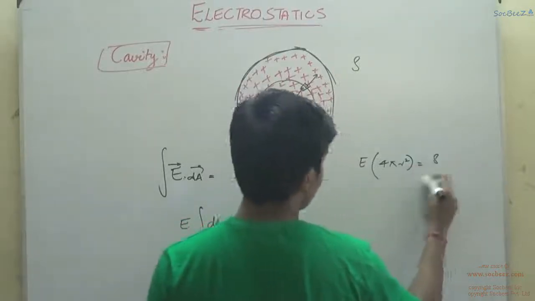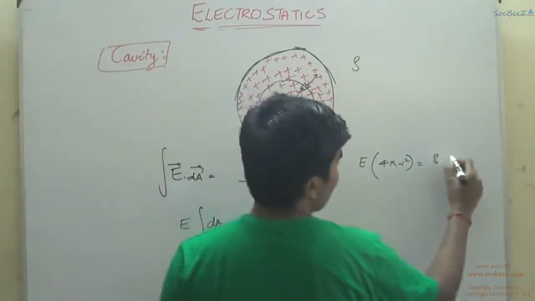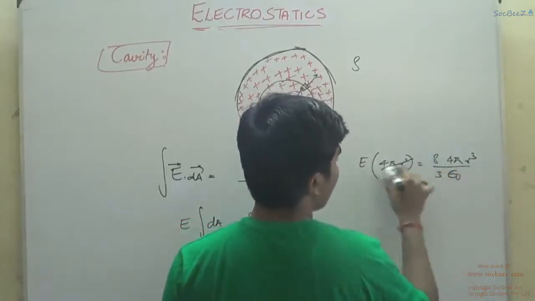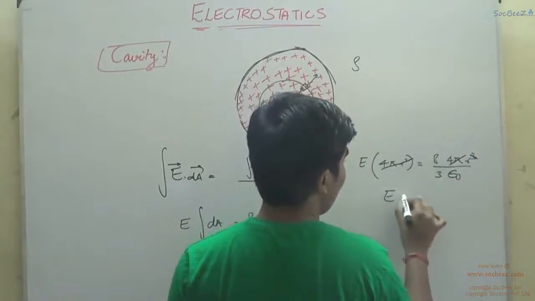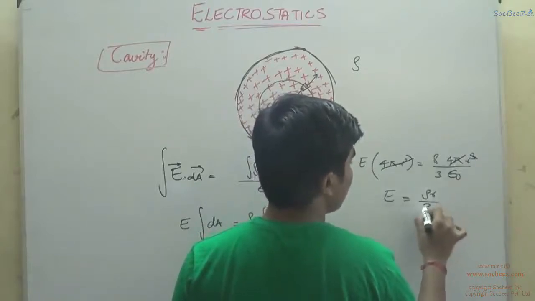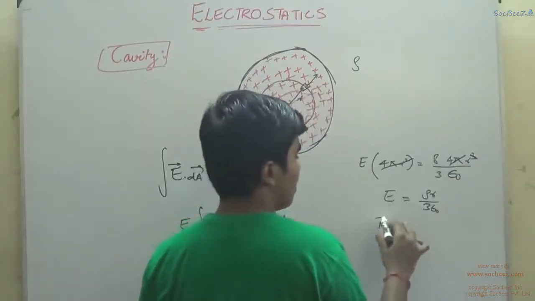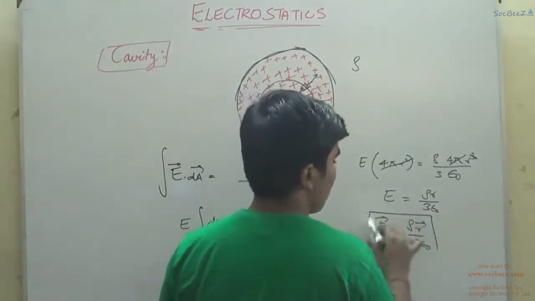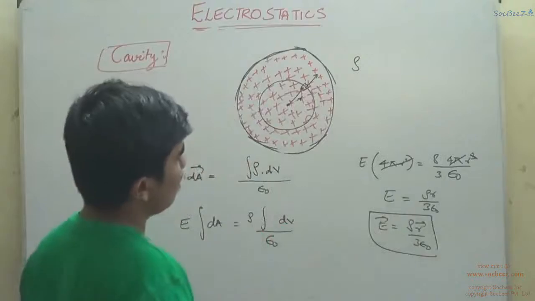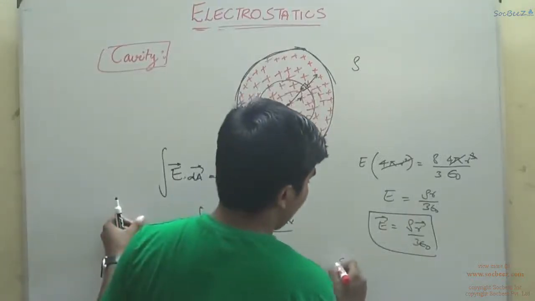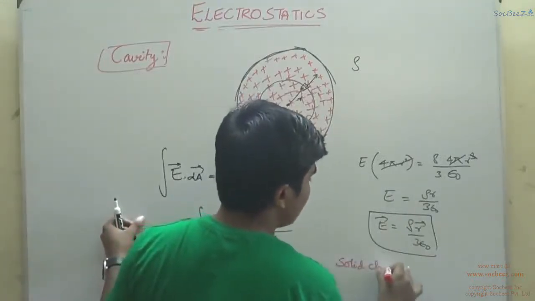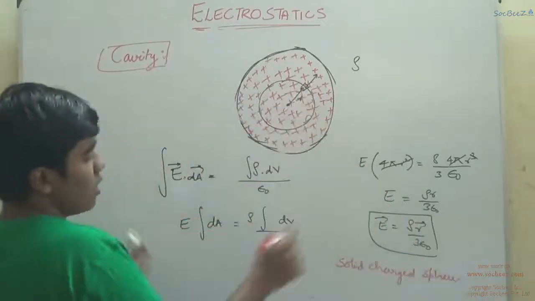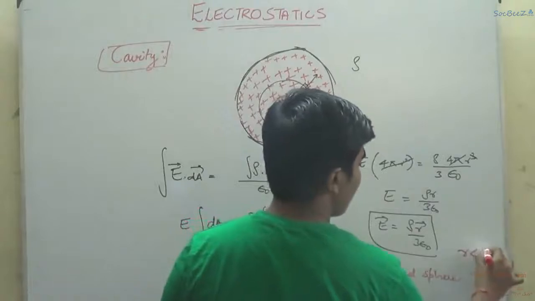This is equal to rho times, what is integral of volume? It is 4 by 3 pi r cube by epsilon naught. So 4 pi r square, 4 pi r square also cancels. So electric field is equal to rho r by 3 epsilon naught. In vector form, we can write it as electric field is equal to rho times r vector by 3 epsilon naught. See, when is this electric field? In a solid charged sphere, this is when r is less than capital R.